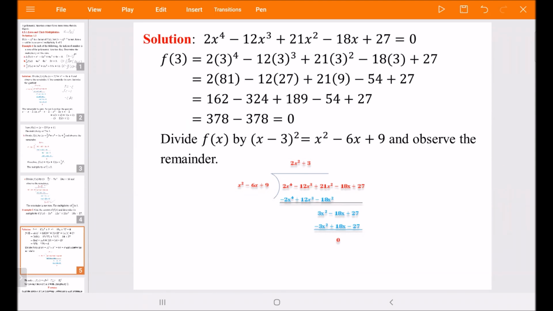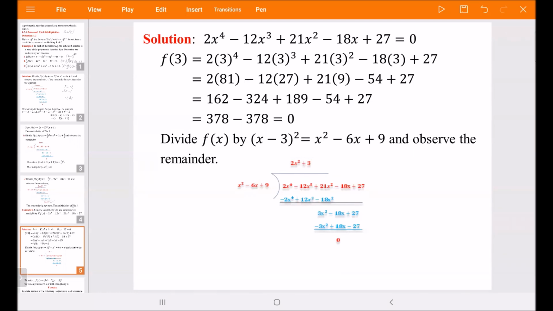If the remainder is exactly equal to 0, then the next step is to factorize the quotient. Now 2x to the power of 4 minus 12x cubed plus 21x squared minus 18x plus 27 divided by x squared minus 6x plus 9: a quotient of 2x squared plus 3 and a remainder of 0 is obtained. That means at least up to this stage, f of x is equal to x minus 3 the whole square times 2x squared plus 3.